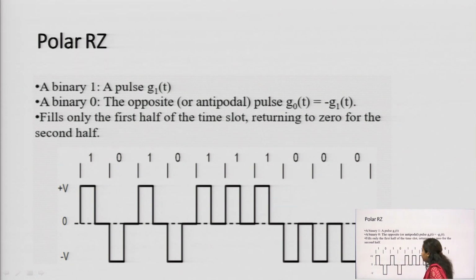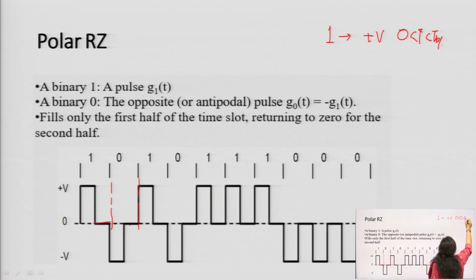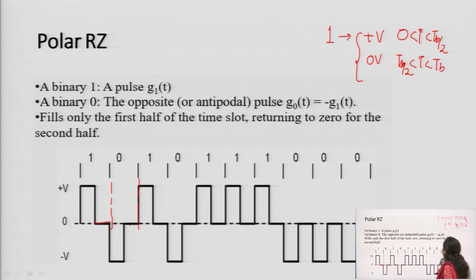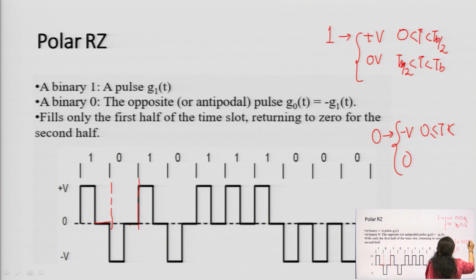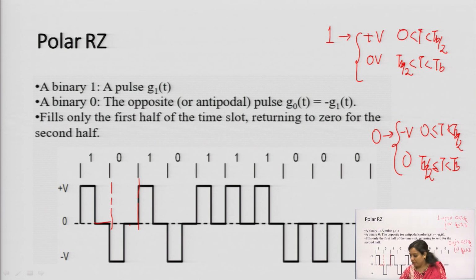You can see in this waveform also that for 1 this will return back to 0, for 0 it will return back to 0. So, for 1 it will be plus V for 0 to TB by 2, and it will be 0 volt for TB by 2 to TB. This is how you have to draw for the 1 bit. For the 0 you have to write minus V for 0 to TB by 2, and 0 volt for TB by 2 to TB. So, this is how you have to draw the polar RZ, polar return to 0.